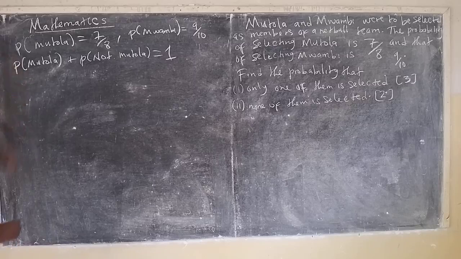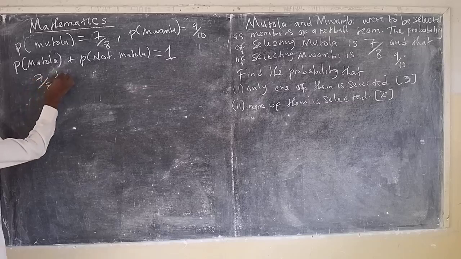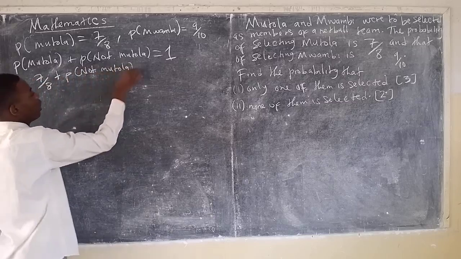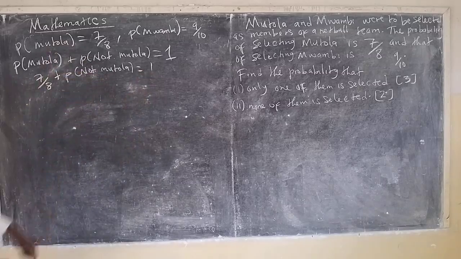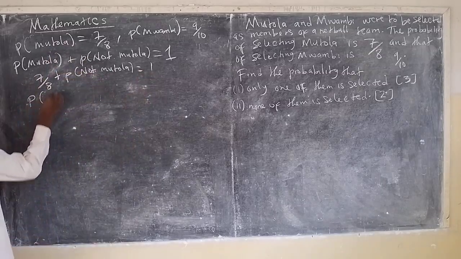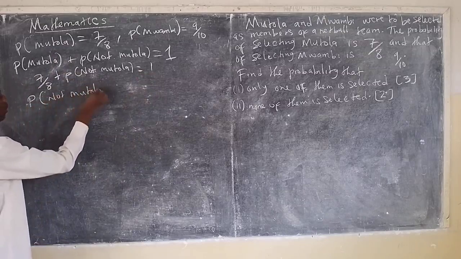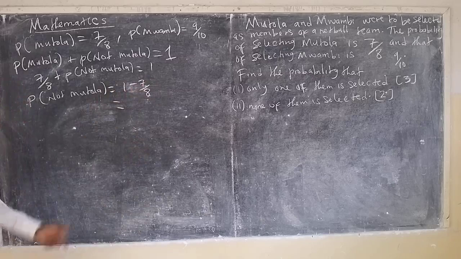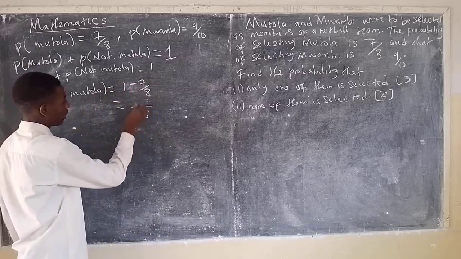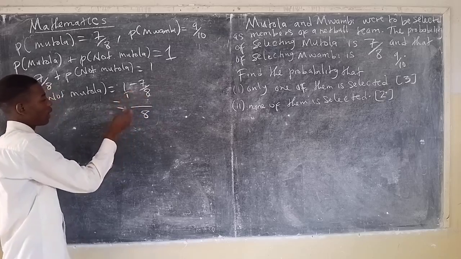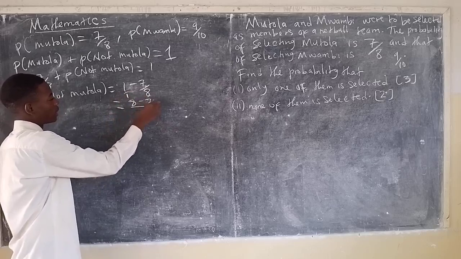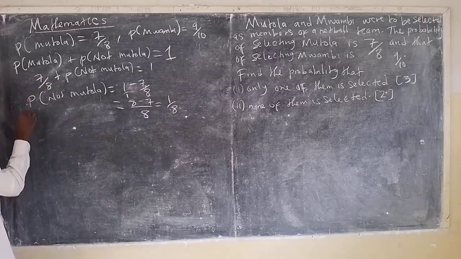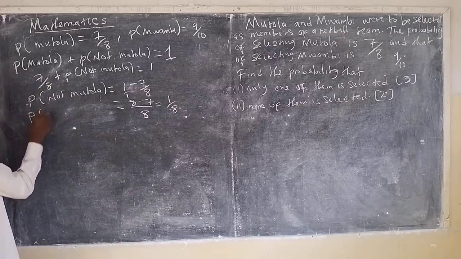Now, what does that mean? We plug in: 7 over 8 plus the probability of not selecting Mutola should be equal to 1. Collecting the right terms, the probability of not selecting Mutola is equal to 1 minus 7 over 8. When we subtract this, we have 8 divided by 1, that's 8, and 8 minus 7 gives us 1 over 8. So this is the probability of not selecting Mutola.